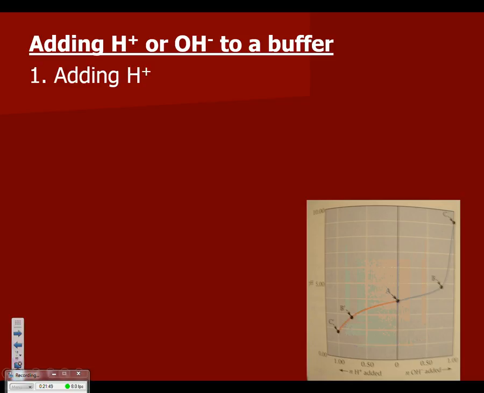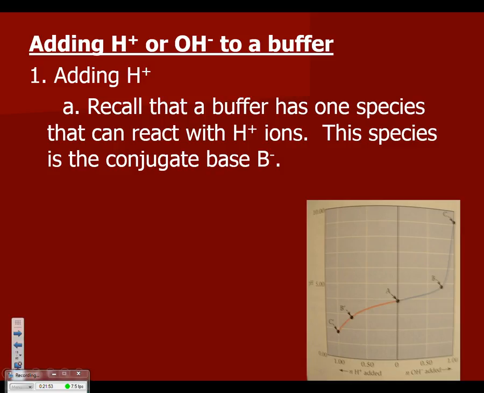We've done our titration curves. We sort of know what's going on here. If I'm adding H+, remember a buffer has 2 things in it. You've got something that will react with the acid and something that will react with the base. So if I'm adding acid, it's going to react with the base side of it, right? Okay.